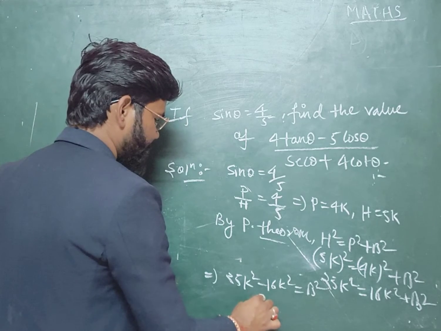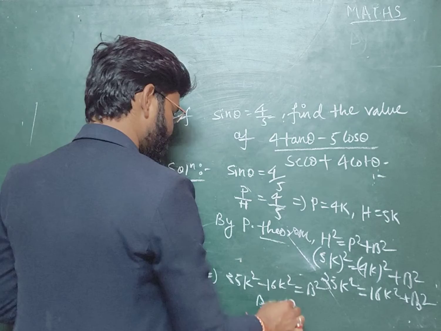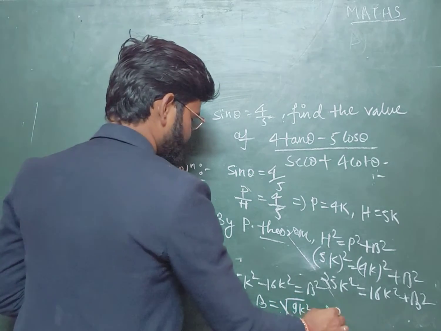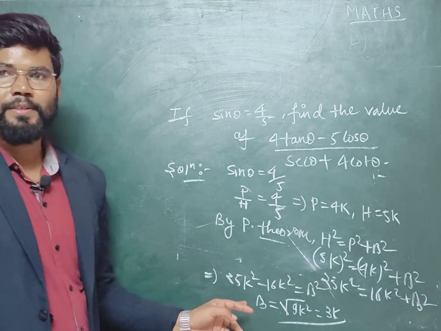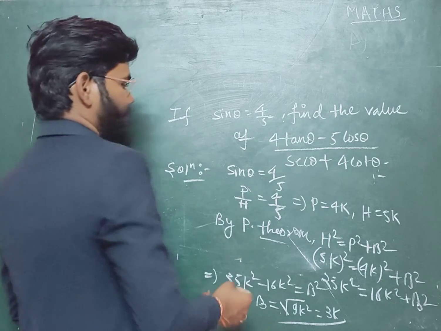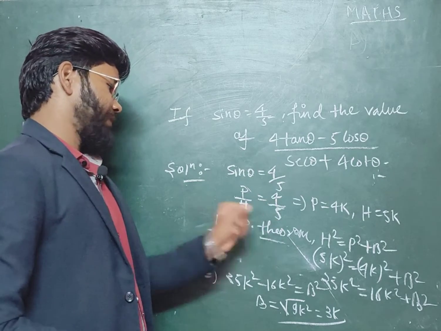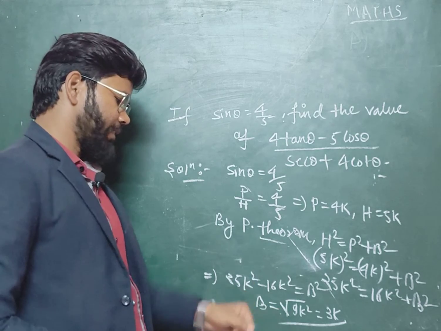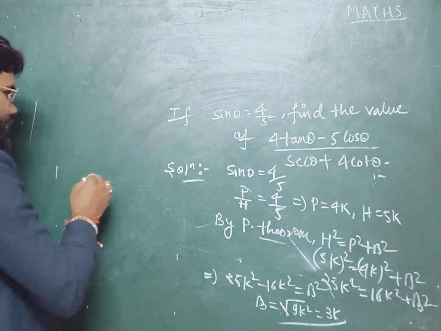So the value of b is the square root of 9k square, so the value is 3k. Okay. Here we can say that the value of p is 4k and h is 5k, and by using this theorem we have already found the value of b is 3k.